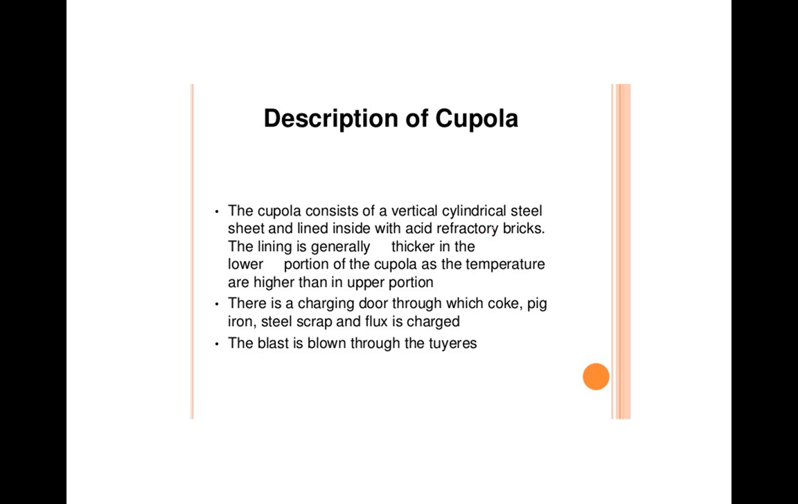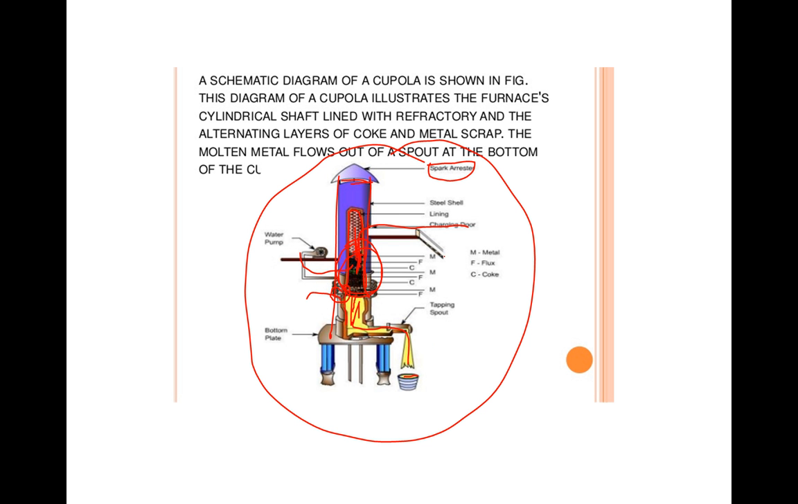So the cupola consists of a vertical cylindrical steel sheet lined inside with refractory bricks. The lining is generally thicker in the lower portion as compared to the upper portion because the temperature is higher in the lower portion. There is a charging door through which coke, pig iron, steel scrap and flux are charged.